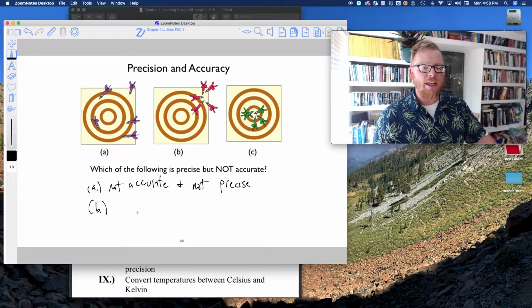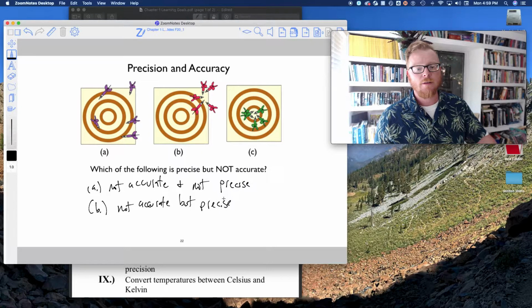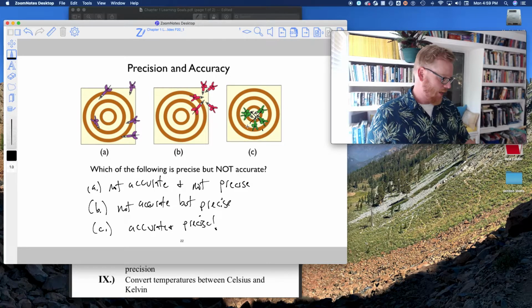But now if we look at B, B is not accurate because you didn't hit the bullseye. But it is precise because every single arrow went about in the same direction. Okay. And finally, C is both accurate and precise. So yeah, good job. Because not only do they all hit the bullseye, they hit the bullseye and all of them hit the bullseye. So that's accurate and precise. Okay?